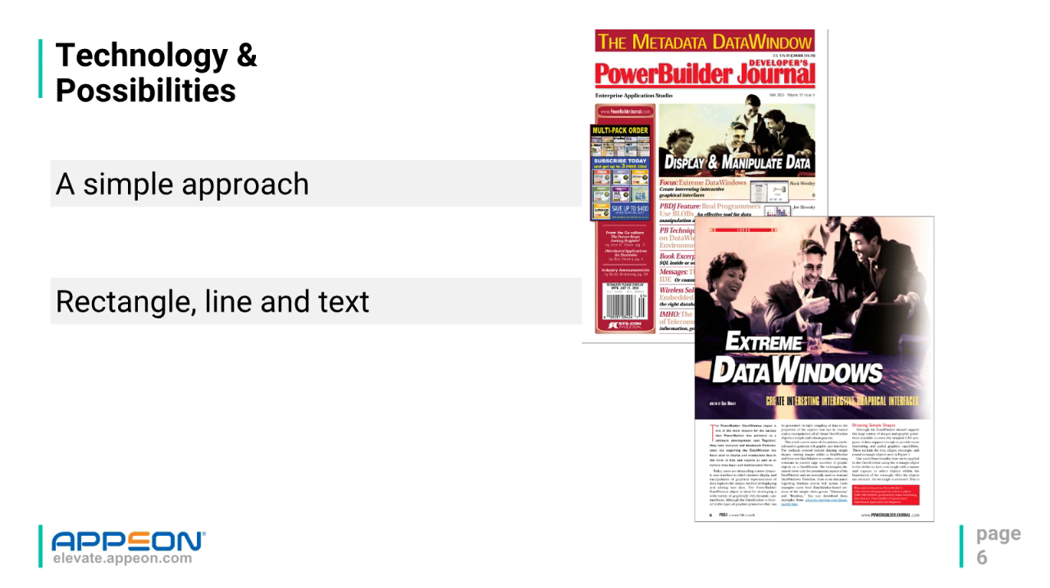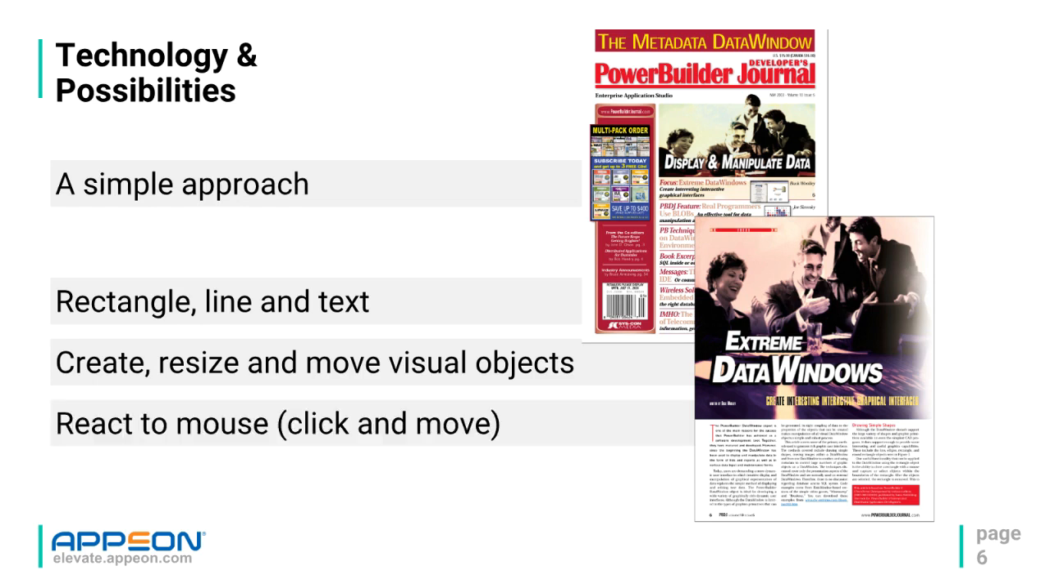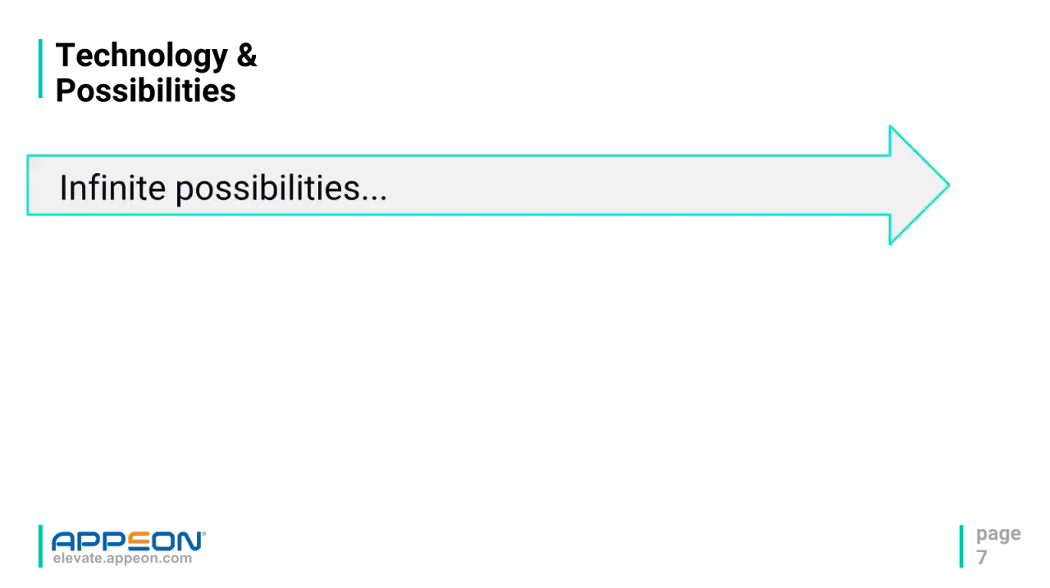Well, what do you need to make a drag and drop user experience? You need a rectangle, you need a line, you need a little bit of text. Then you need to create, resize, and move visual objects at runtime. And you need an event where you can react to the mouse moving. PowerBuilder, or especially the DataWindow, serves you with all of that. That's pretty much it. So I'm going to show you how.